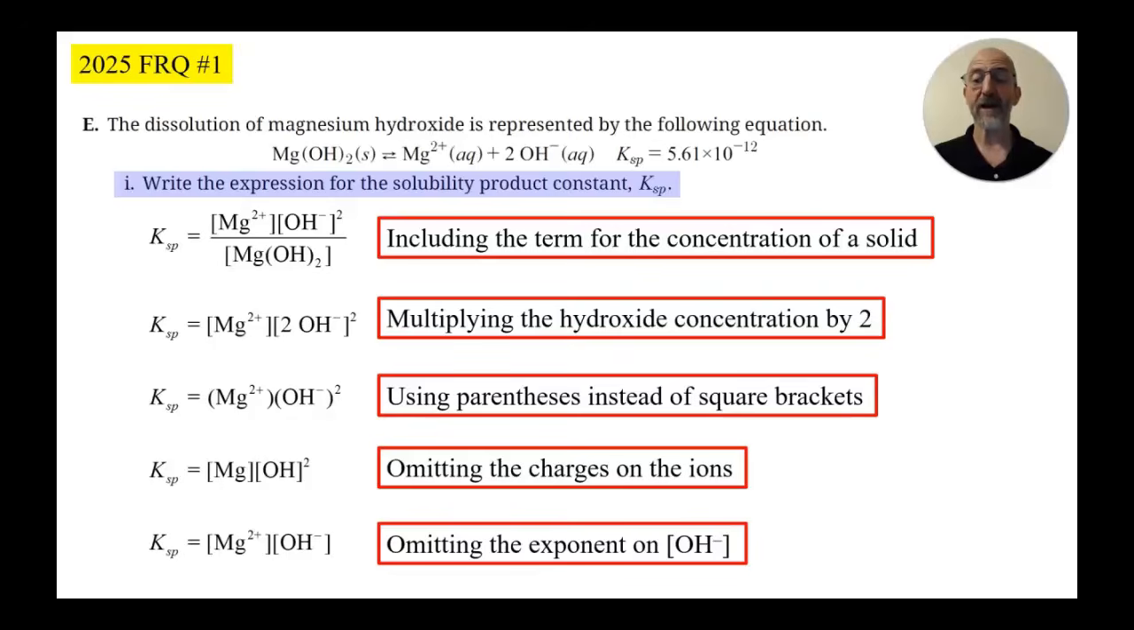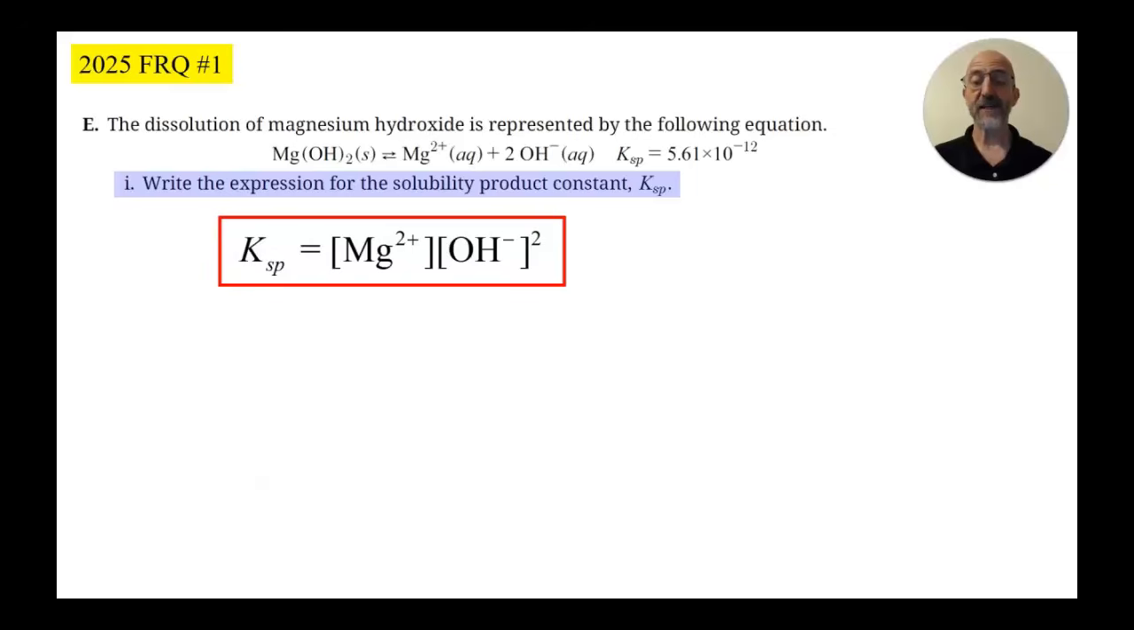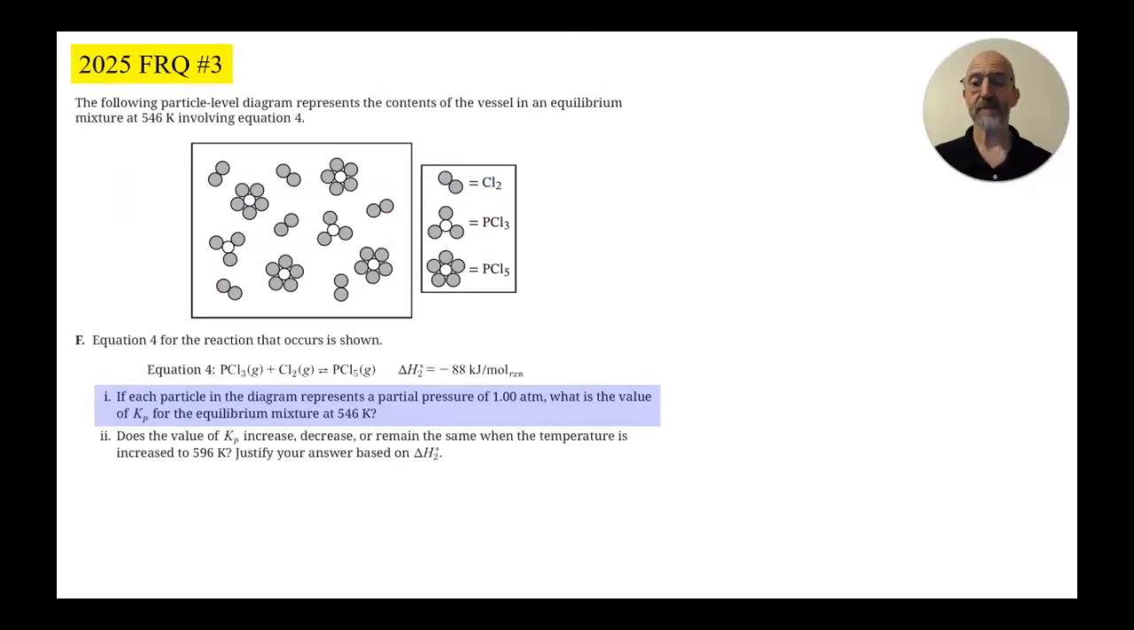So what you're looking at are many different ways in which students can write an incorrect equilibrium constant expression. So pay attention to the close details so that you can earn the point for an equilibrium constant expression response on the AP Chemistry exam. Now, that is the correct version of Ksp. Let's go ahead and take a look at our next free response question.